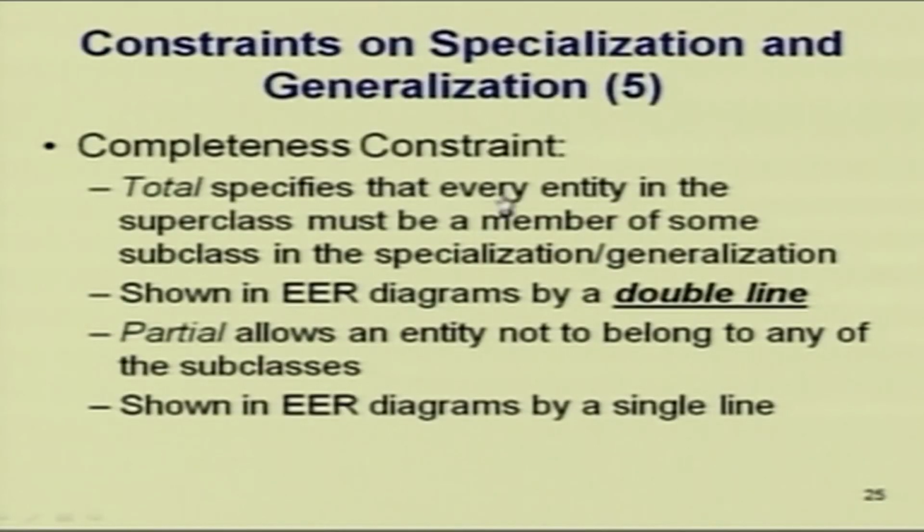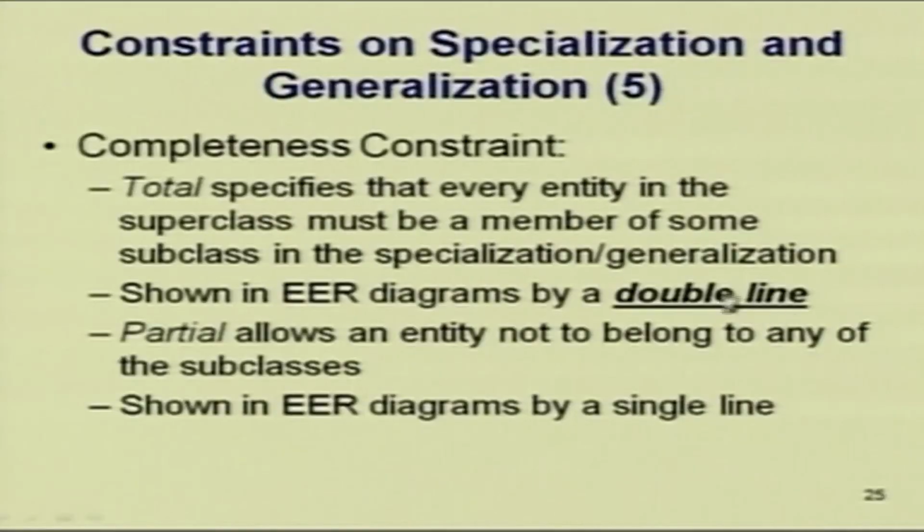So, total specifies that every entity in the superclass must be a member of some subclass in the specialization generalization. When you take that particular specialization, there is no case of members not belonging to one of the subclasses, and this is given by a double line. Partial allows entities in the superclass which do not belong to any subclass of that specialization, and this is given by a single line.